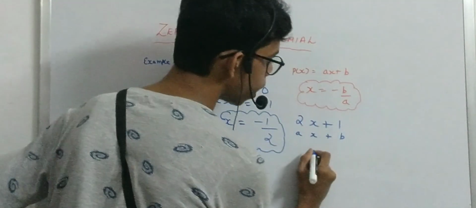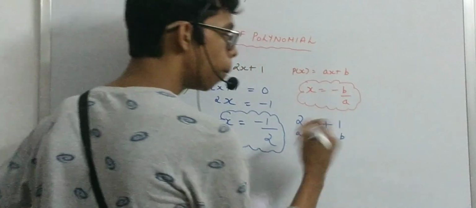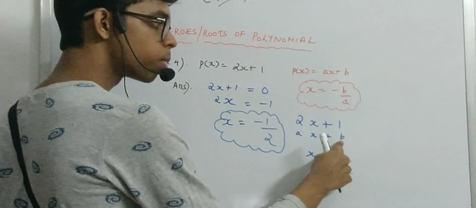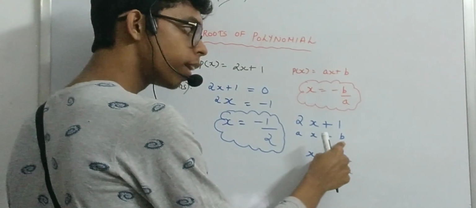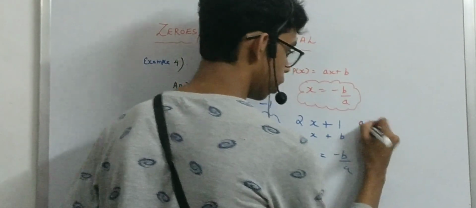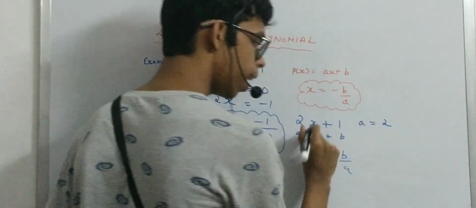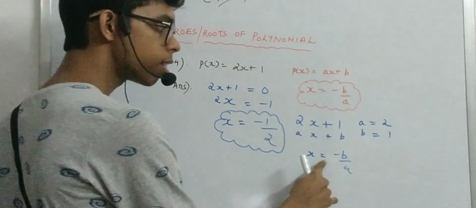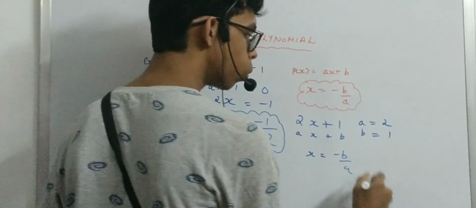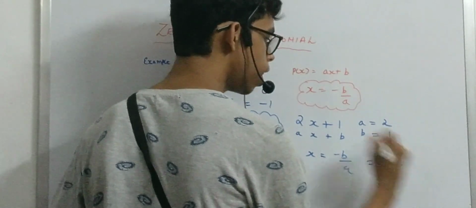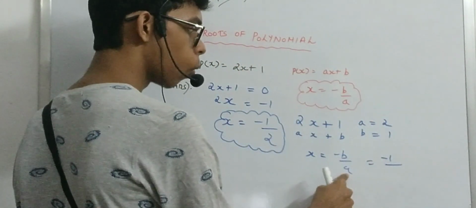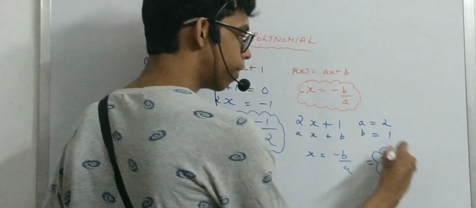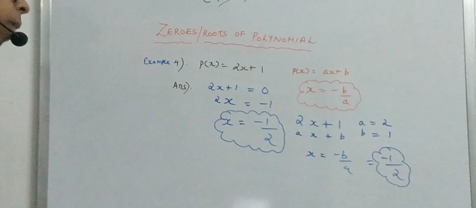So what is our formula? x is equal to minus b by a. Our b over here, so I will just write it for you. In this equation, a is equal to 2, x is x itself, and b is equal to 1. So if I say x is equal to minus b by a, b is equal to 1, so I will get minus 1 divided by a. a is 2. So here also we will get our answer as minus 1 by 2.